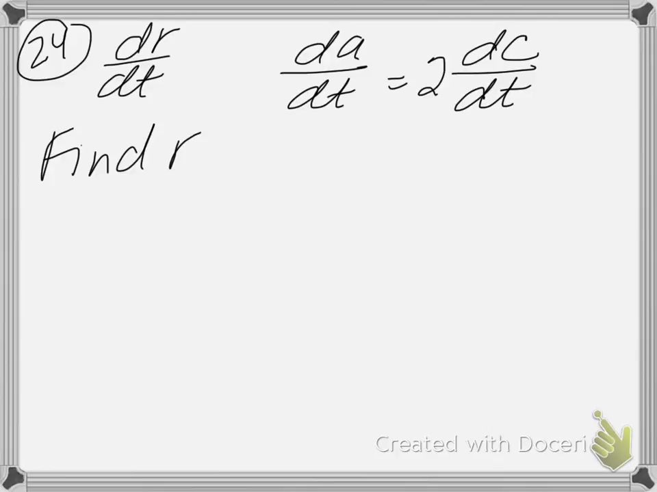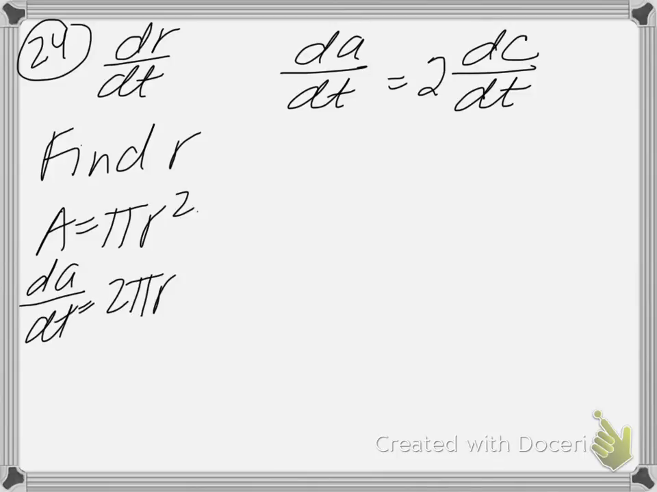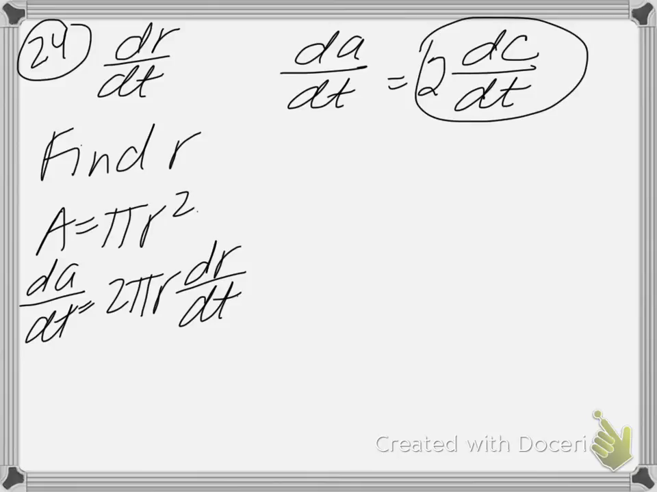Okay, so since we're talking about area here, we're going to start with an area formula, pi r squared. So if we find the derivative of each side, we will get this. Okay, now here's the problem. You have dA over dt, we don't know anything about that. We have r, that's what we're looking for, and we have dr over dt, we don't know anything about that. But I do know that dA over dt is equal to 2 dC/dt. So I'm going to put that in and see if that will help me.